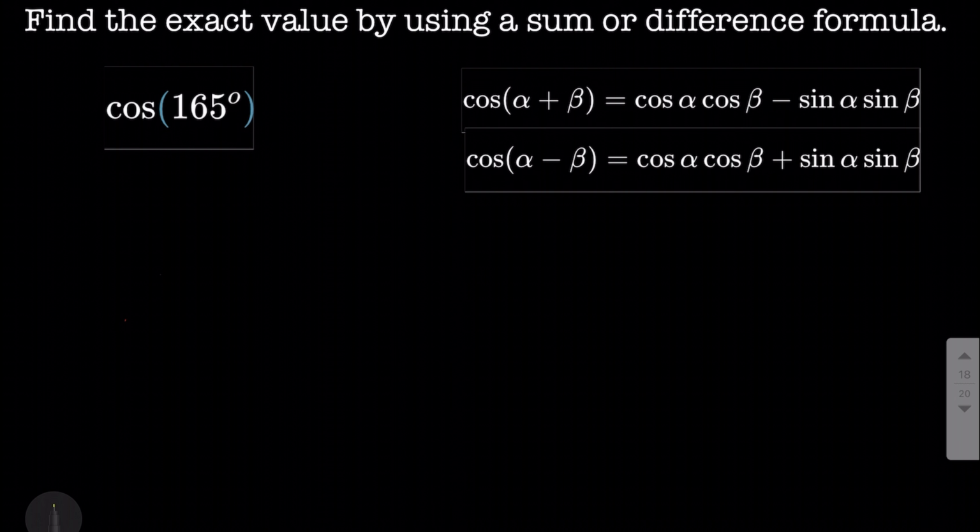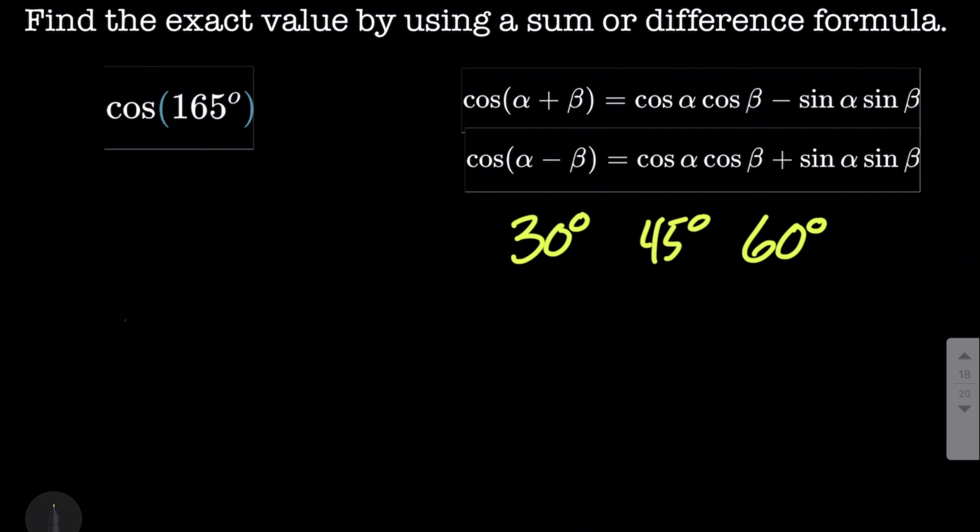In this problem, I'm going to show you how to use the sum or difference formula to find cosine of 165 degrees. I may be doing it a little bit differently than others would, but what I like to do is use reference angles. And really, we want to focus on using 30 degrees, 45 degrees, and 60 degrees. It's kind of the only ones that we probably have memorized for sine and cosine.